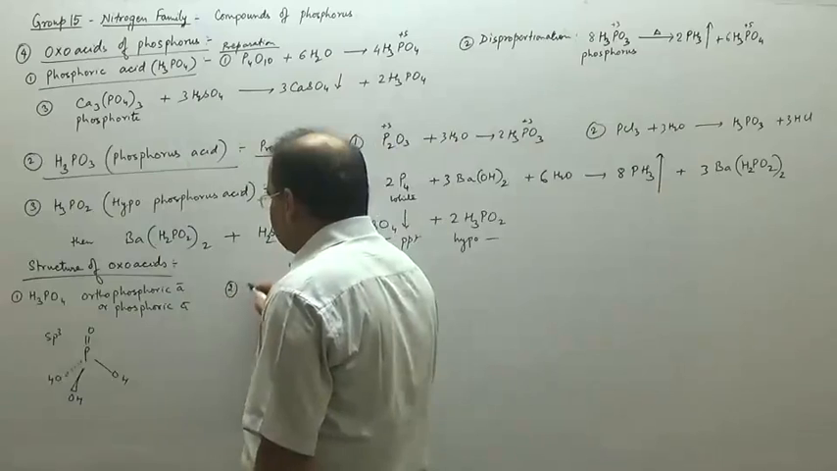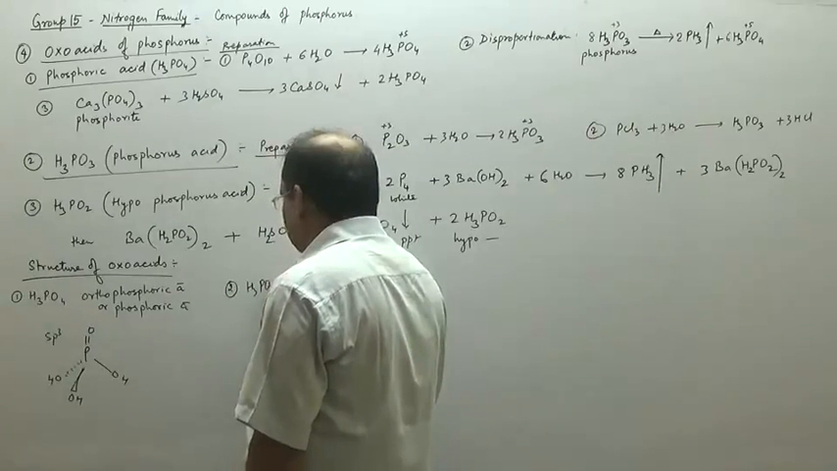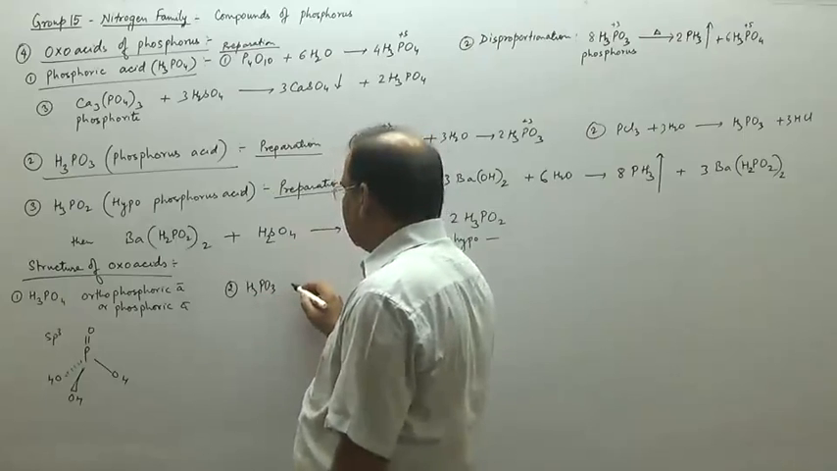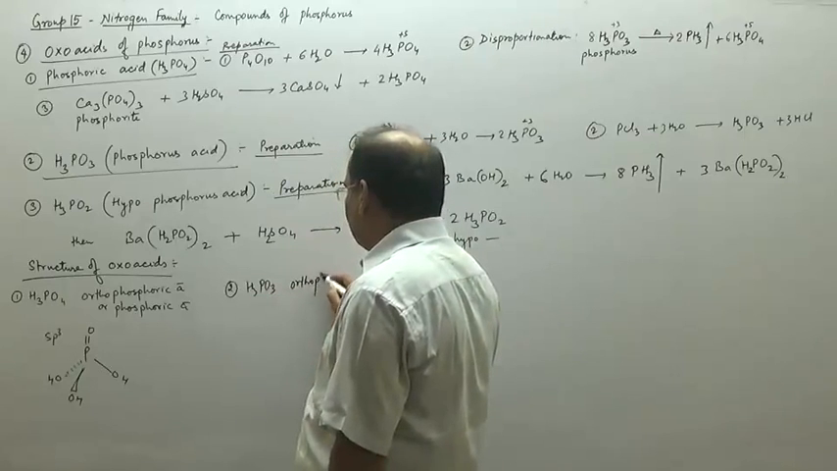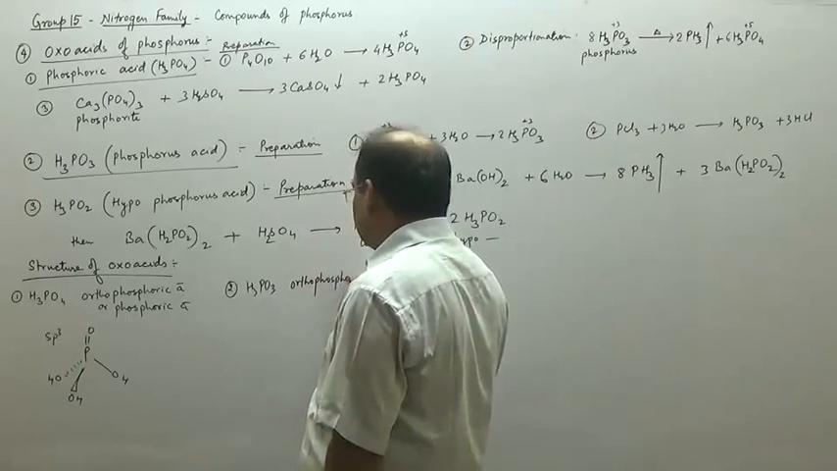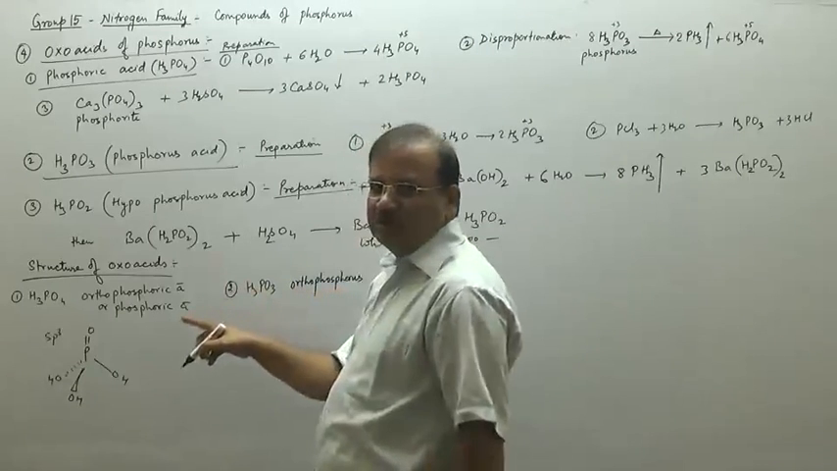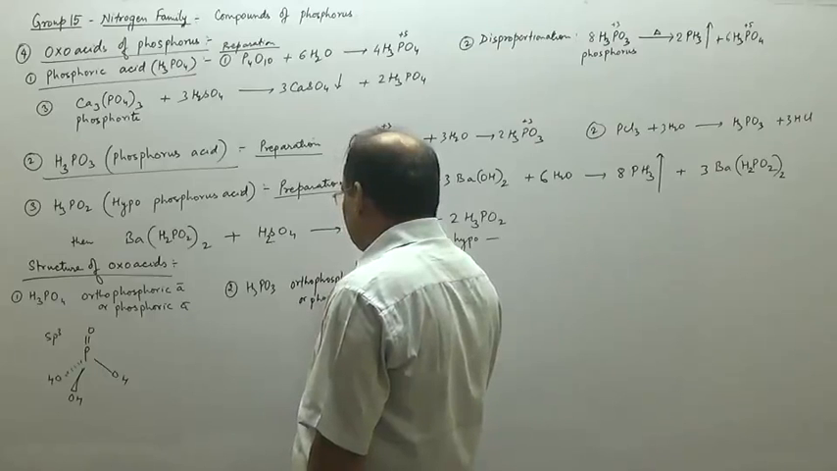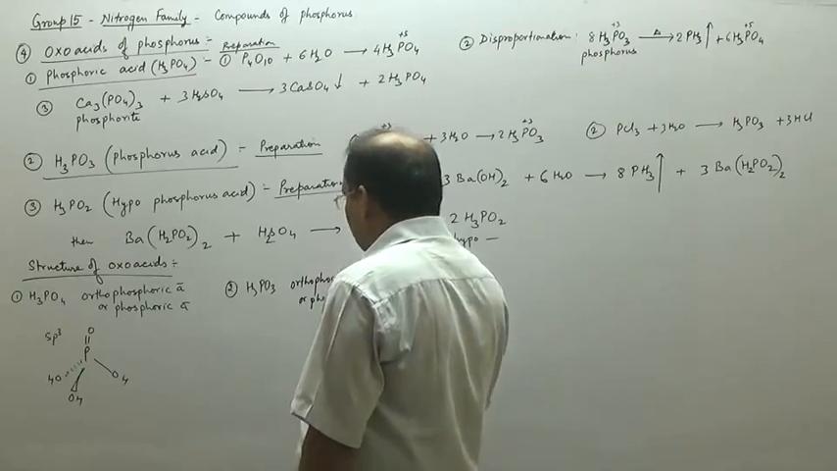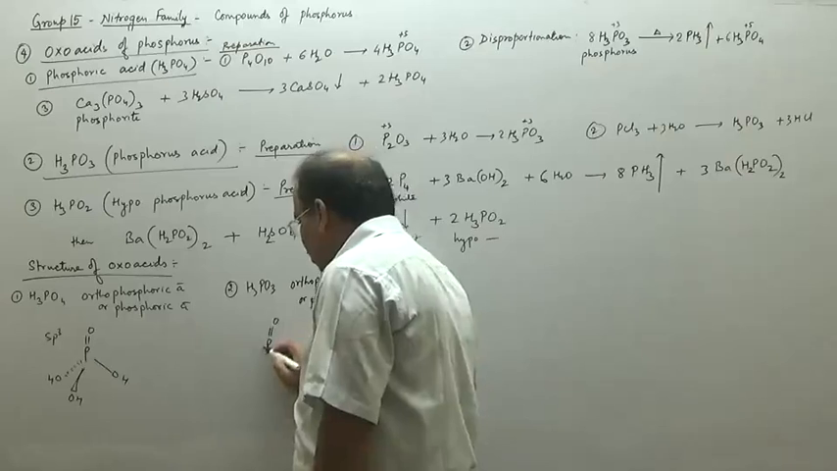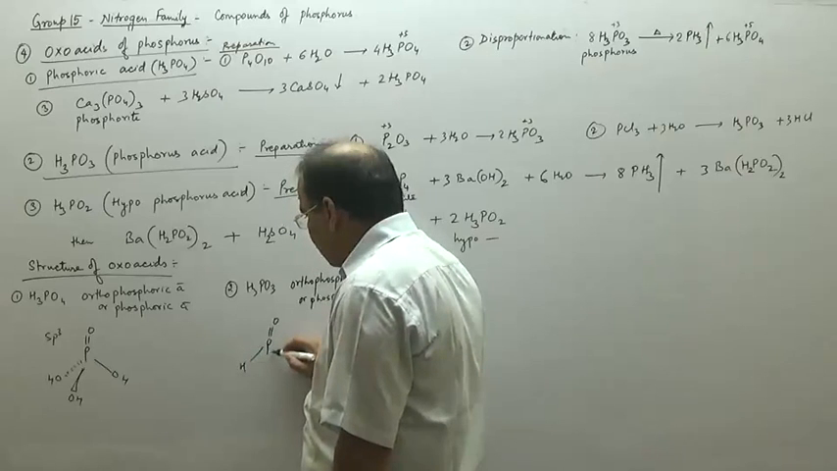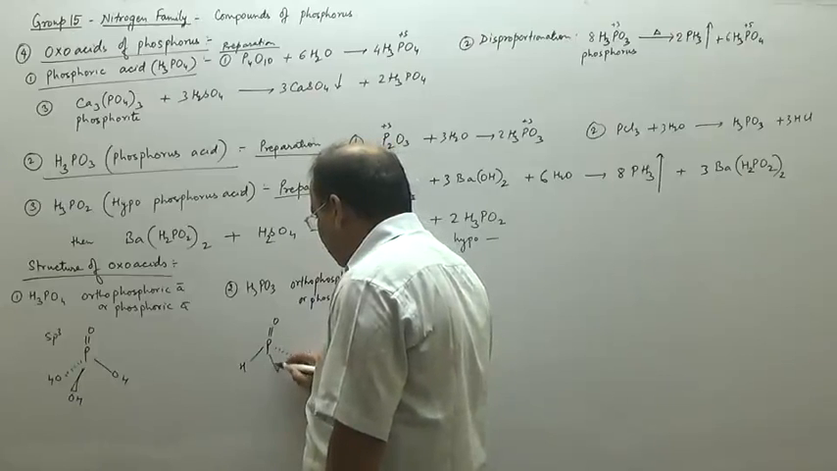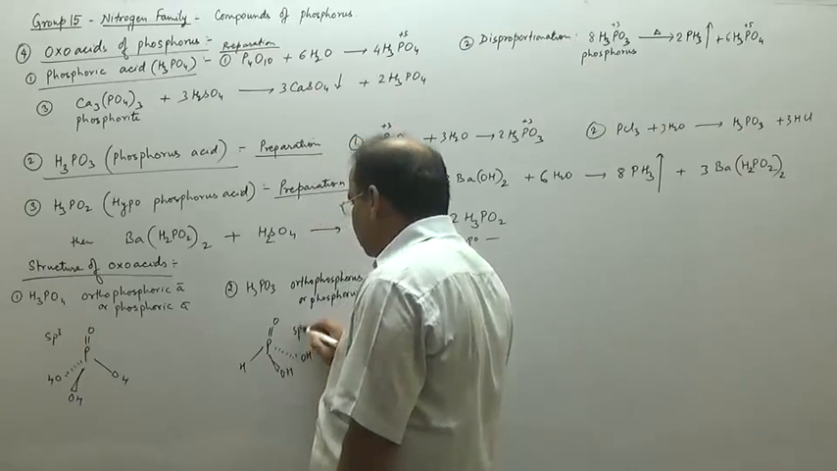Next we can write the structure of H3PO3. This is called orthophosphorous acid or phosphorous acid. Ortho means we are talking about the normal acid. So we'll write P double bond O, then H, then OH groups like this. That is sp3 hybridization.